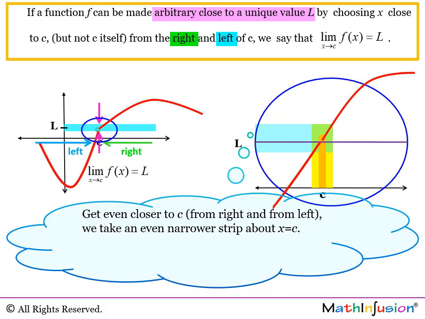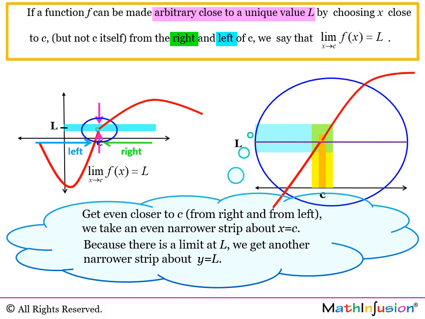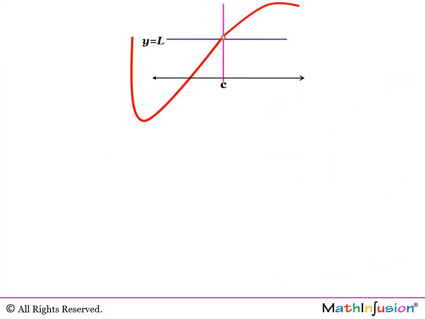We can get even closer to c from right and left. We take an even narrower stripe about x equals c, and because there is a limit L, we get another narrower stripe about y equals L. Now we are getting this one. If we can continue doing this forever, then the limit exists. The idea of the limit is that if you shrink about the c, then you can shrink about y equals L.